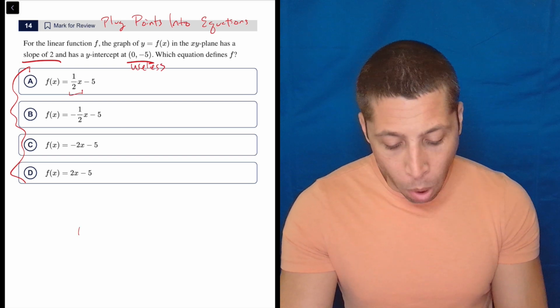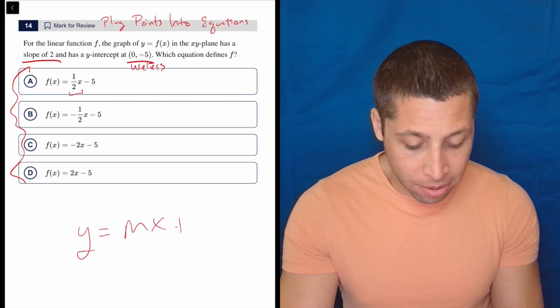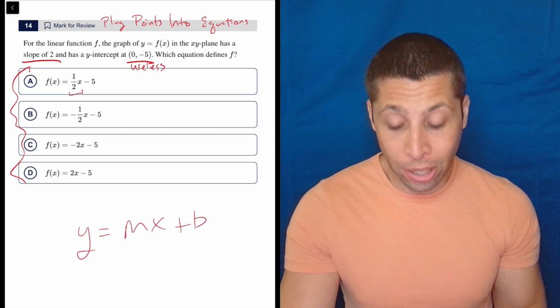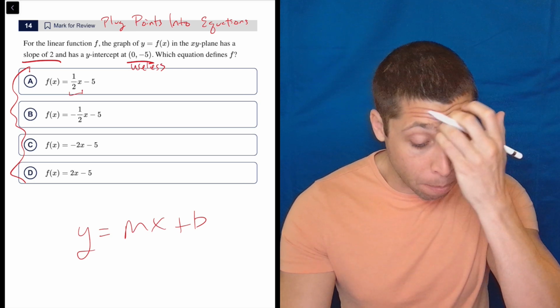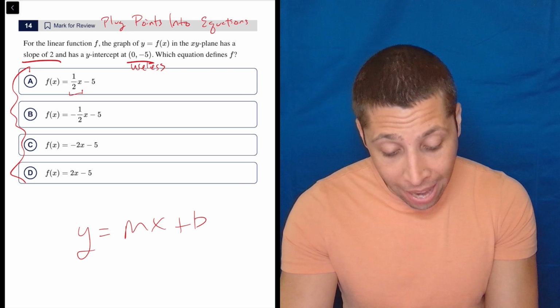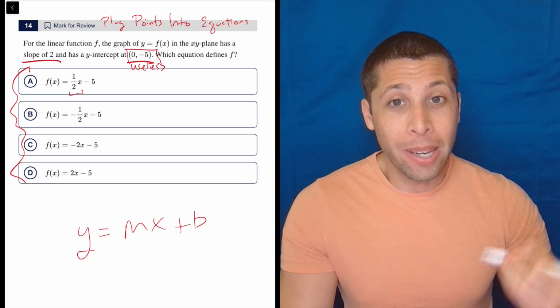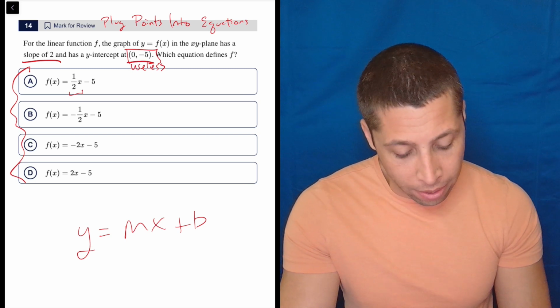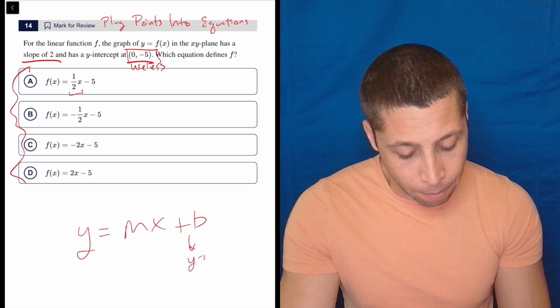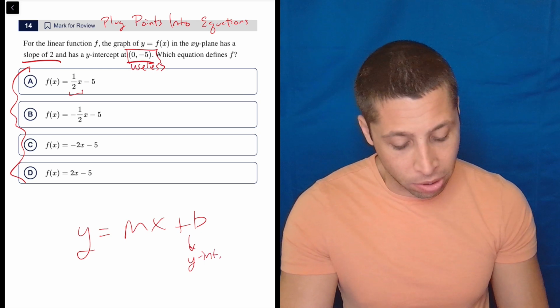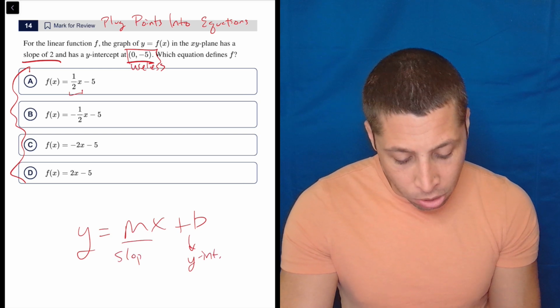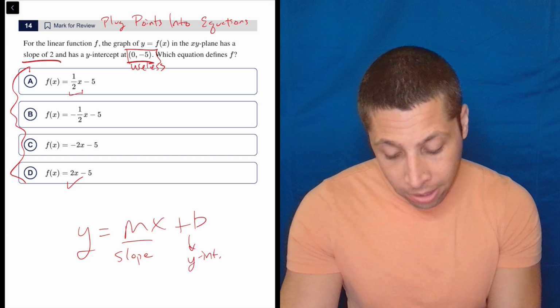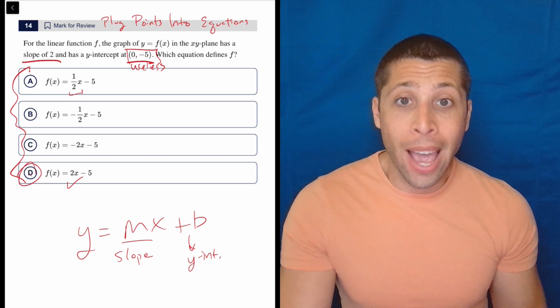So if we know that y equals mx plus b is our standard linear equation, that's basically what we've got here, right? The b, meaning the y-intercept, is actually the -5 because the y-intercept is where the x is equal to 0. So that's always going to be the case. So this is also kind of reflected in all the equations. And then the slope is right here. So which one has a slope of 2? Right there in D. Done. So this should be a 3-second question.